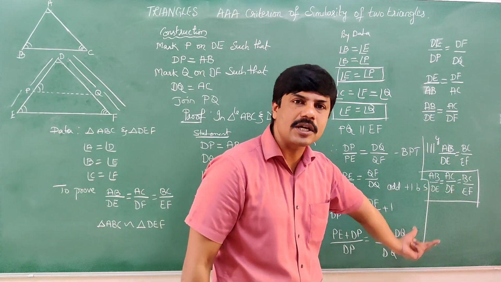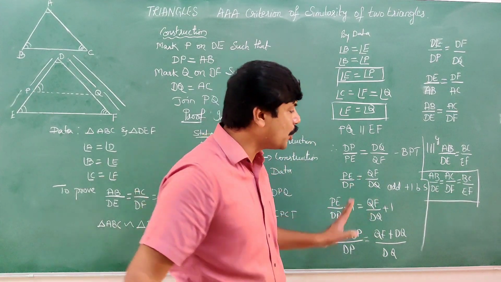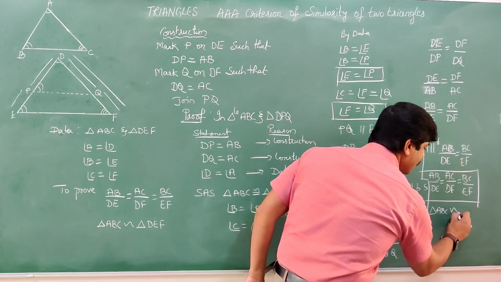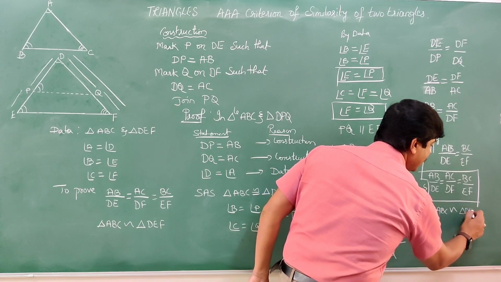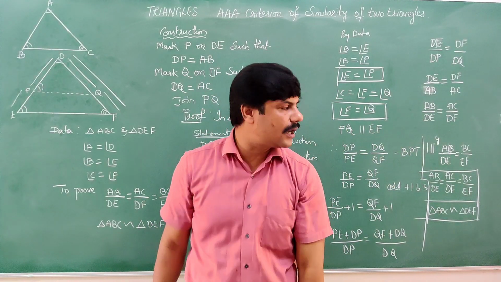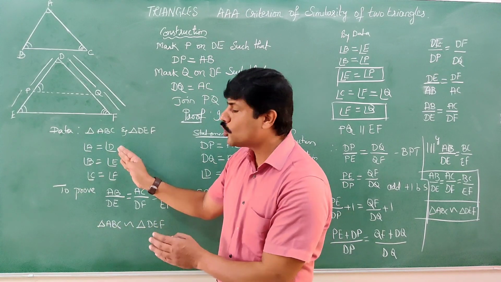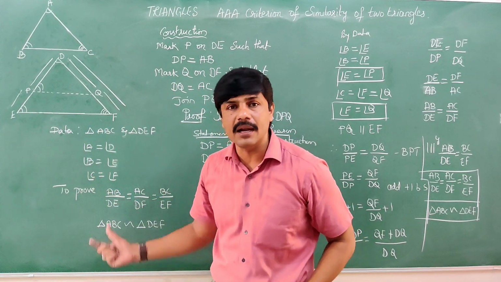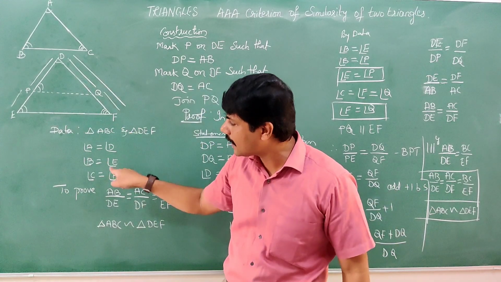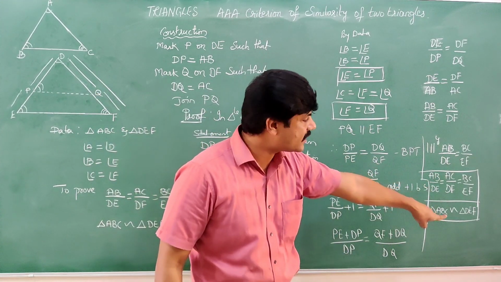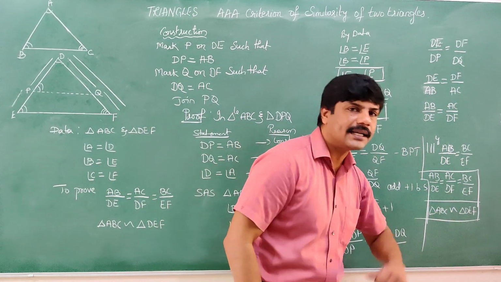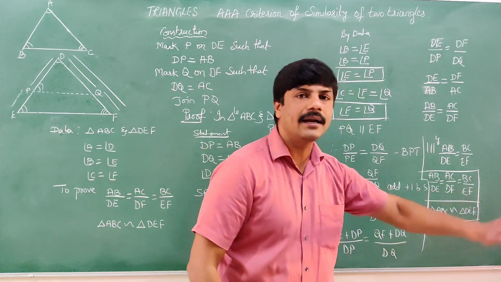Once we prove the corresponding sides are in the same ratio, it is as though we have proved triangle ABC is similar to triangle DEF. This also is proved. Why? Because the condition for two triangles to be similar is that they should be equiangular: their corresponding angles should be equal and the corresponding sides should be in the same ratio. Corresponding angles are equal by the given, and we have proved that corresponding sides are in the same ratio. Since the two conditions are satisfied, we can say that triangle ABC is similar to triangle DEF.